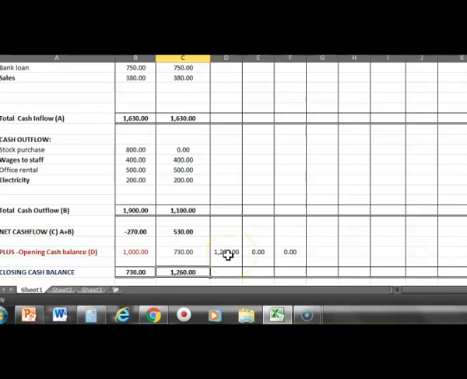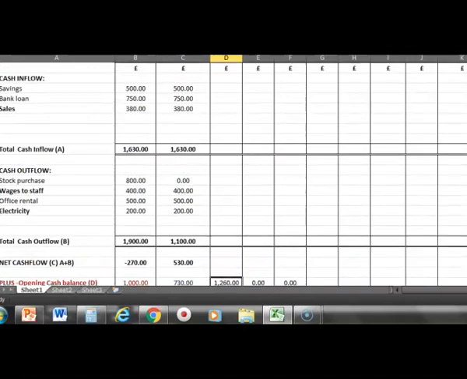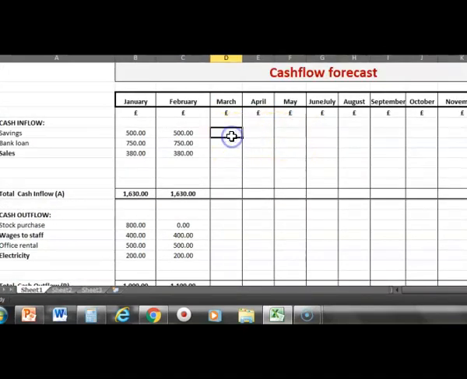But if you're doing it yourself, you have to be the one to put this number in. Because I'm using a computer, I've asked it to copy the closing balance into the opening balance for me. If you are doing the calculation, you have to put this figure in from here to there, because your closing balance for February becomes your opening cash balance for March. Okay, so let's try and put in some figures for the rest of the months.